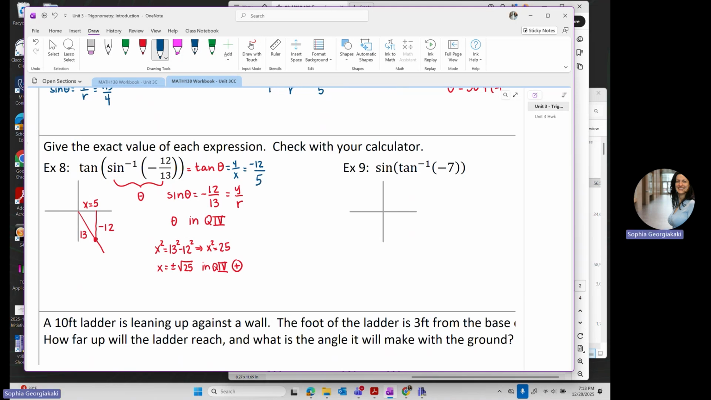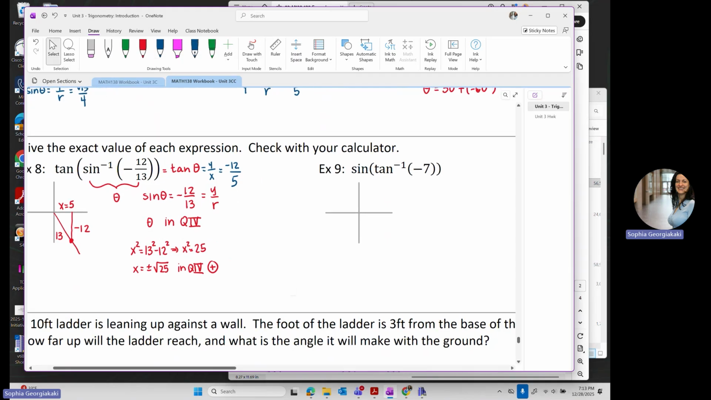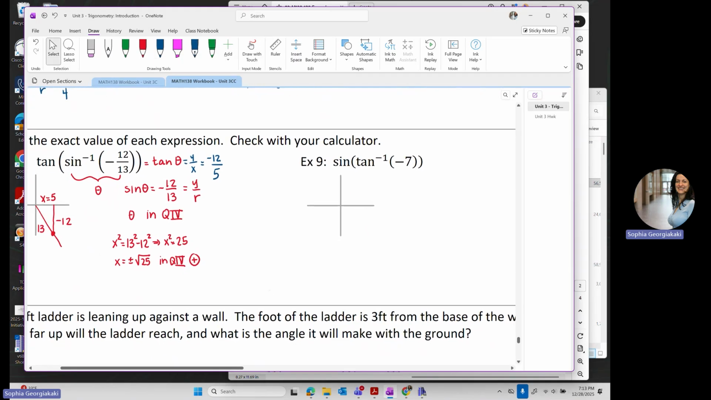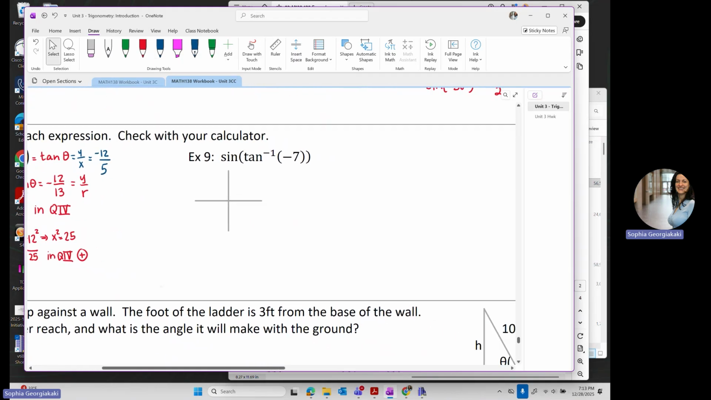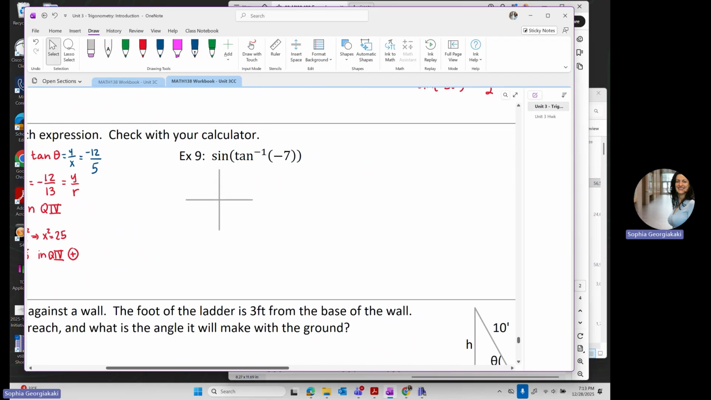So hopefully that's an easy one to verify using the calculator, because negative 12 over 5 is a rational number. So here is another example. They are asking me to find the sine of theta. Theta is the inverse trigonometric function. What do I know for theta? I know that the tangent of theta is equal to negative 7, which is negative.